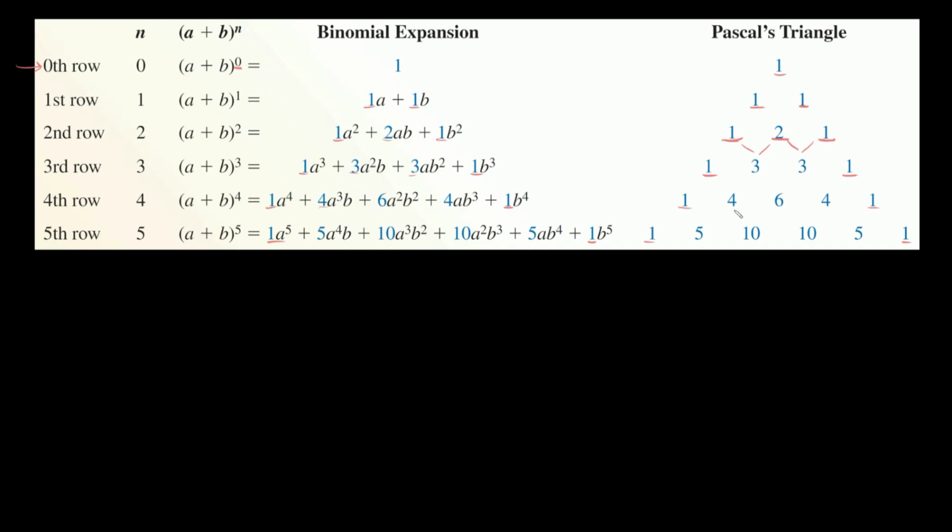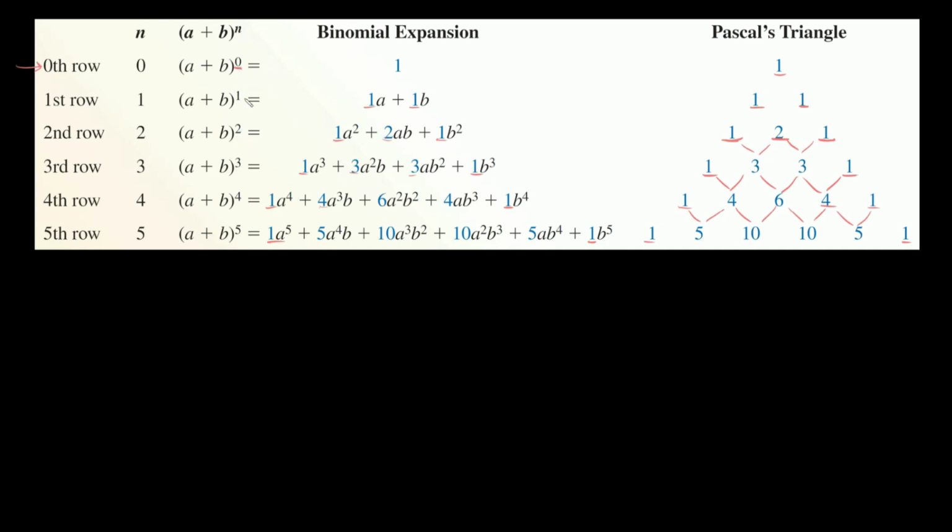To find these numbers, 1 plus 3 is equal to 4, 3 plus 3 is equal to 6, 3 plus 1 is equal to 4. Here, for this last row, same thing. 1 plus 4 is equal to 5, 4 plus 6 is equal to 10, 6 plus 4 is equal to 10, and 4 plus 1 is equal to 5. So that's how you find the coefficients.